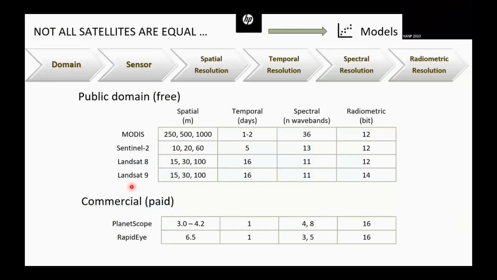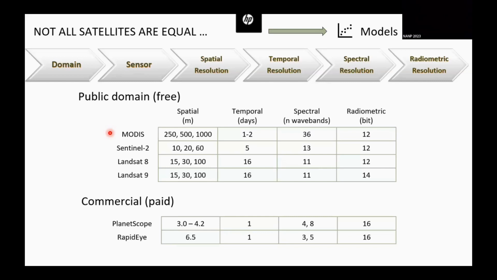So the important thing is that not all satellites are equal. And depending on the satellite data you use for your model, you have different performance and results in your model. So satellites basically can differ by domain. We have some public satellites, those that are free, where you can get the data for free. Or you have some commercial satellites that you need to pay to get the data.